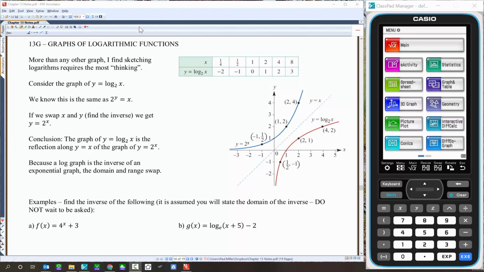Last lesson we looked at exponential functions and graphing. Today we'll look at logarithmic functions. You may find that they require a little bit of thinking, but I'll try to show you a technique that makes sketching them a lot easier.